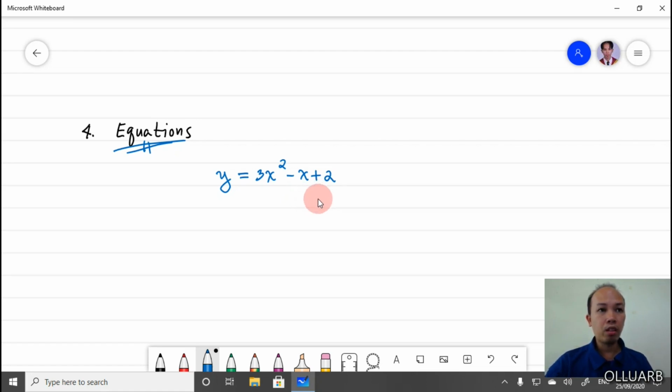It is well defined. However, if you use other objects like apple, then you cannot put a meaning when you replace x by apple. We have apple squared, so there's no meaning to that. 3 times apple squared minus apple plus 2, then this equation is meaningless. So there are several notations that I am going to write here.